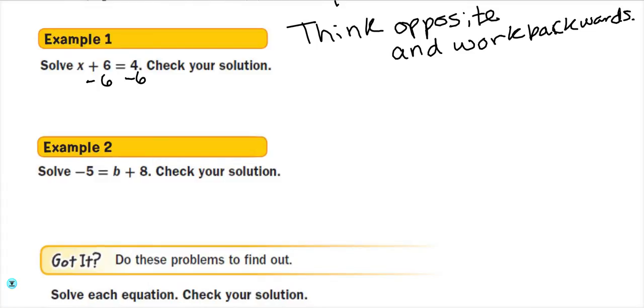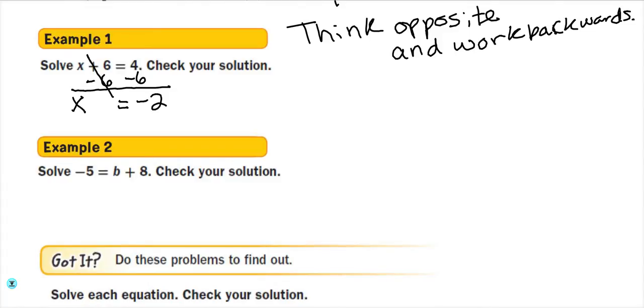Then we draw a line underneath, and we show what we have left. So x is still there. These have canceled out, and then I have equals, and then I have 4 minus 6. Think to yourself, what's 4 minus 6? Which would be negative 2.